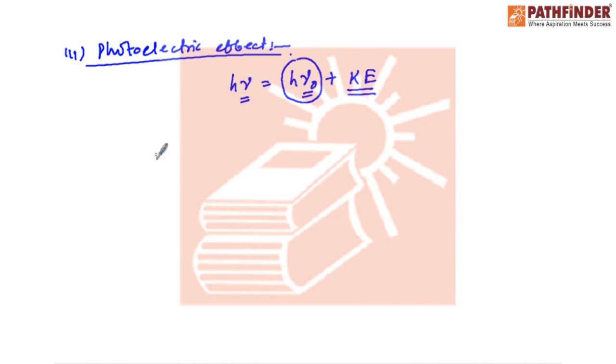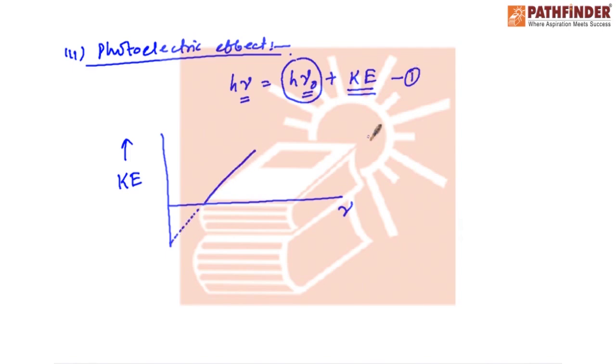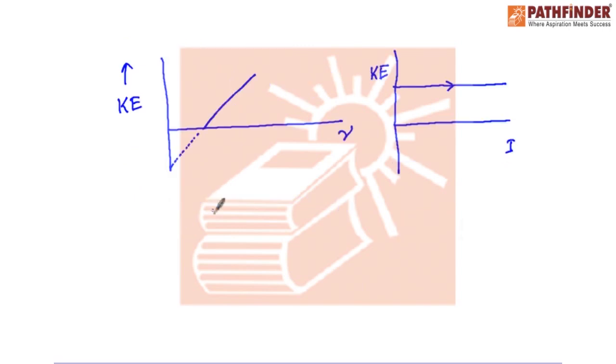A very few things that we need to know: if we plot the kinetic energy of the electrons emitted as a function of nu, then from this equation we can easily observe that the graph should be like this. And you need to know that the kinetic energy of the electron emitted is independent of the intensity of the incident light. So the graph should be like this. Now see, if you have to find the kinetic energy of the electrons emitted, KE is equal to h nu is equal to hc by lambda.